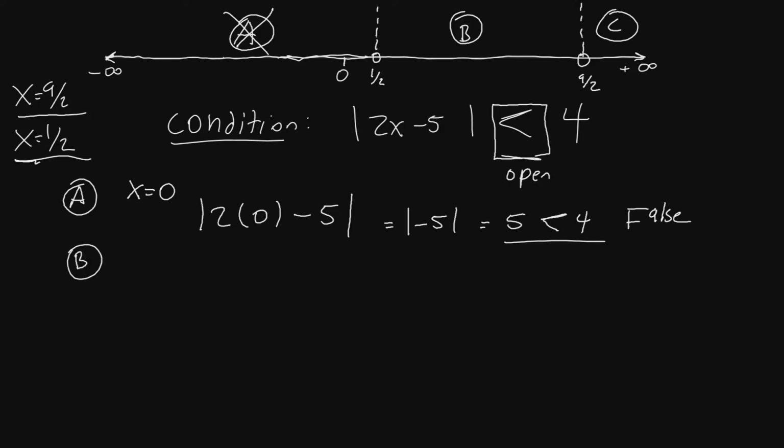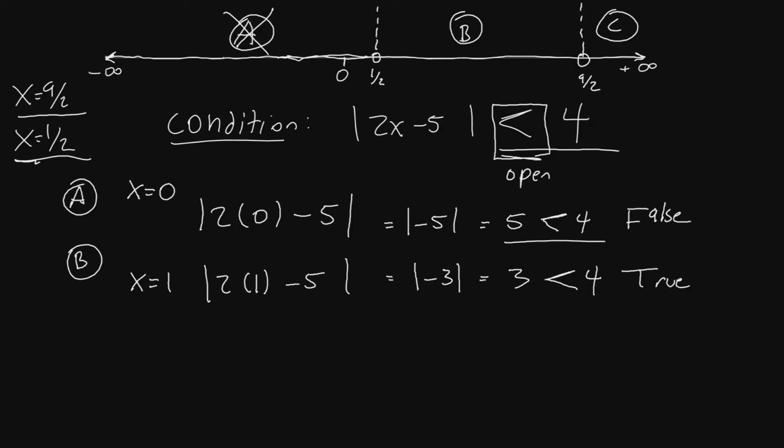Now move on to region B. Let's try x equals 1, because that's in between 1 half and 9 halves. We'll have the absolute value of 2 times 1 minus 5, and let's do the math. 2 times 1 is 2, minus 5 gives the absolute value of negative 3. Then we take the absolute value of negative 3 and get positive 3, and then we see if that's less than the 4 that we had earlier. Well, this statement will be true, so B will be part of the answer.